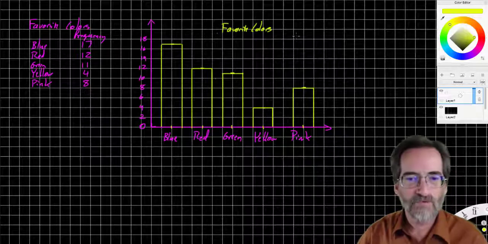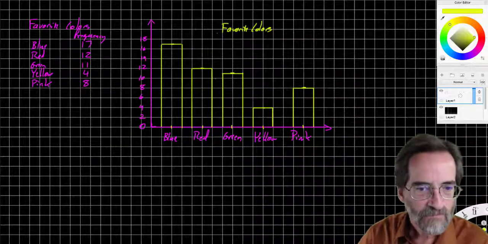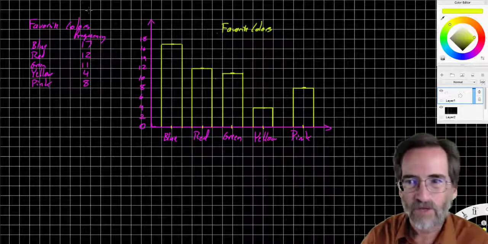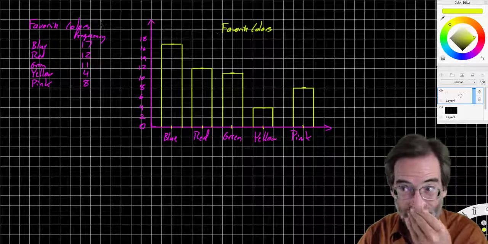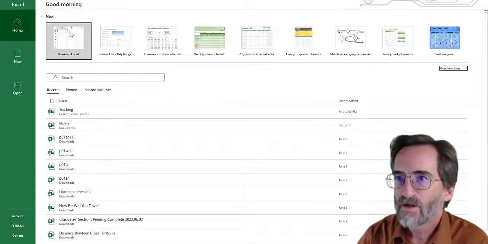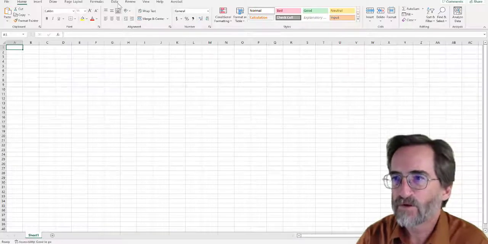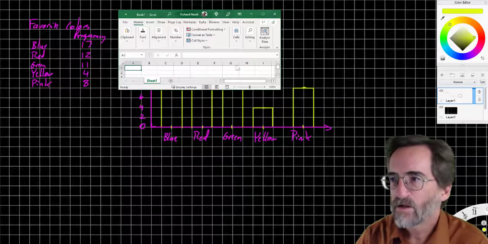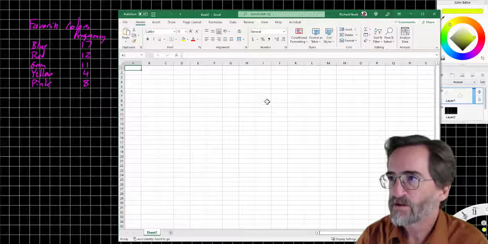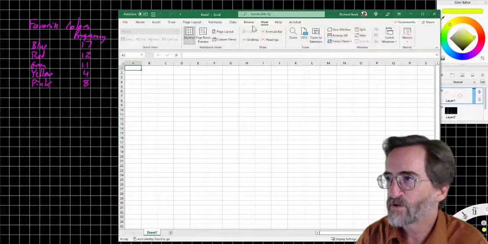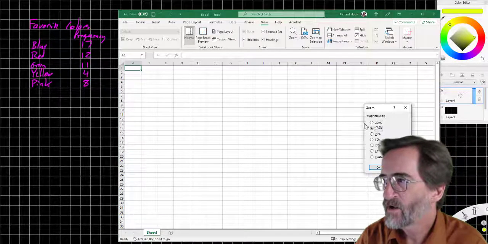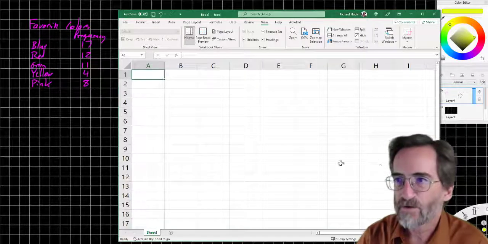Okay, let's jump over to Microsoft Excel, and play with that here. Let's see what we can do with Microsoft Excel. I'm going to open a blank workbook. And let's change the view to 200% zoom so you can clearly read.